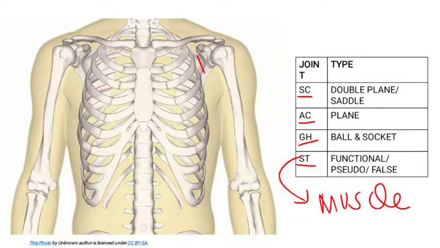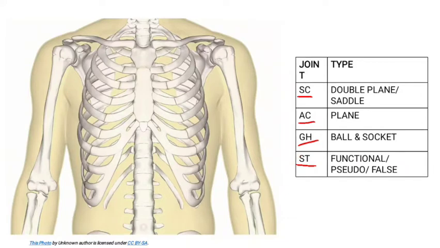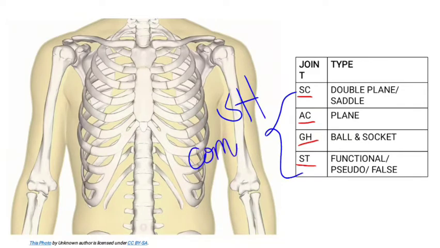So in general, all these joints make up what we call your shoulder complex. SH is short for shoulder. When you see books mentioning your shoulder complex, it's usually referring to all of these joints. They are individual, yet they are connected.